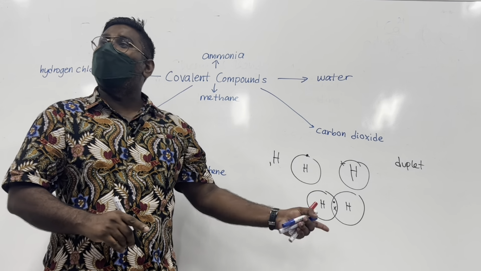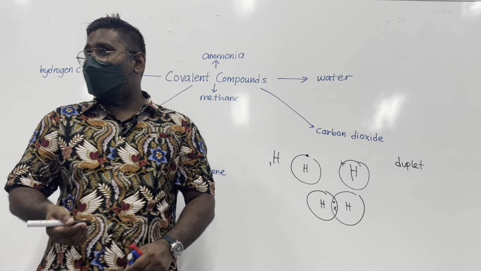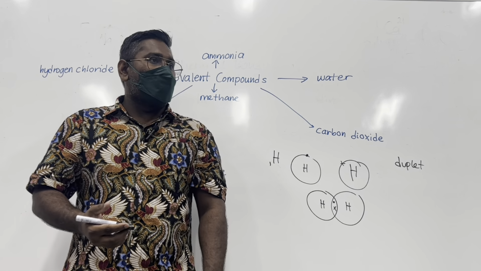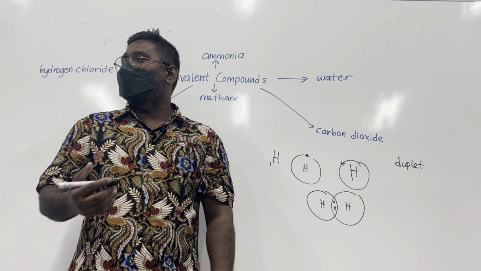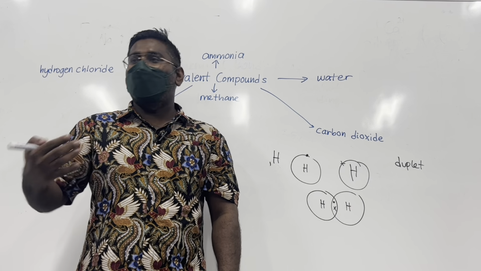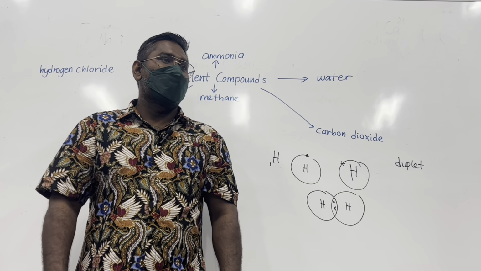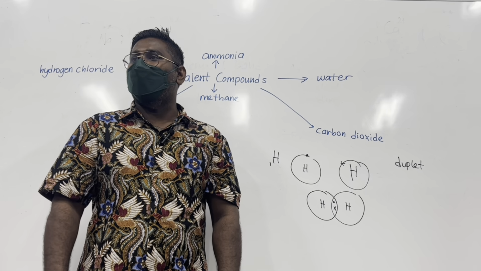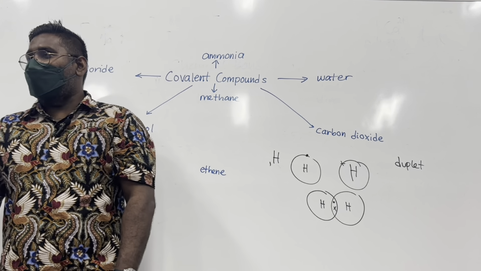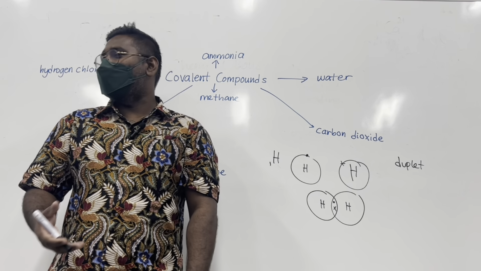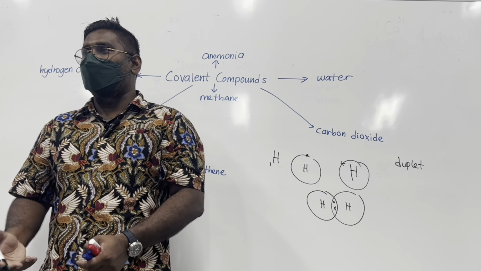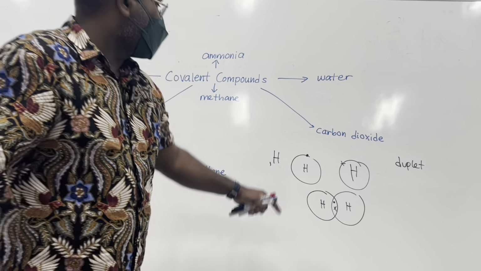But this is only for hydrogen. For most elements, they will reach what we call octet structure. Octet structure means they are going to reach 8 electrons, or what we call noble gas configuration. Noble gas configuration means something like group 8. Group 8 is the noble gases, and the valence electron count is 8. So we want to reach noble gas electron configuration. This is just an introduction.